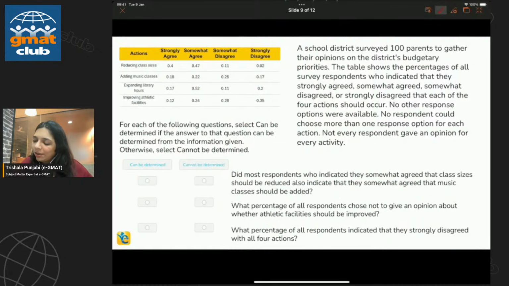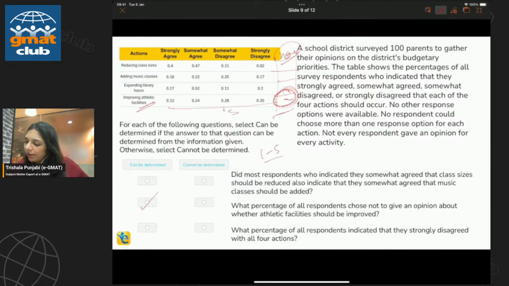Right? So based on the none table, we know we can calculate what is in the none table, right? So improving athletic facilities, it'll be like, whatever the sum of this is, 1 minus s. That is the number of people who did not reply, right? So this is something which we can determine.